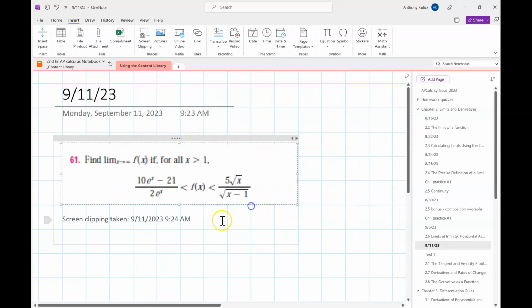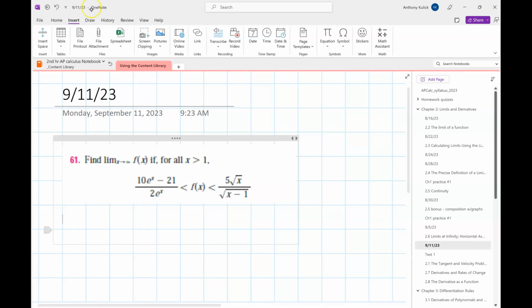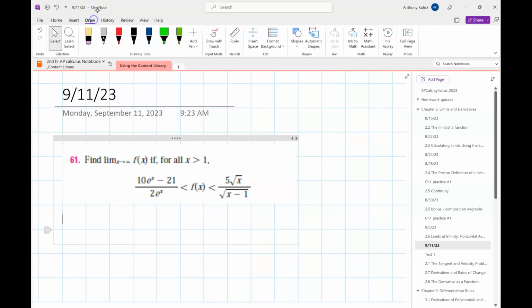So 61 says find the limit as x approaches infinity of f of x for all x greater than 1, given that yada, yada, yada. Why do we need this all x greater than 1 piece? Yeah, you want to be well-defined over here. We need it being continuous in the neighborhood.